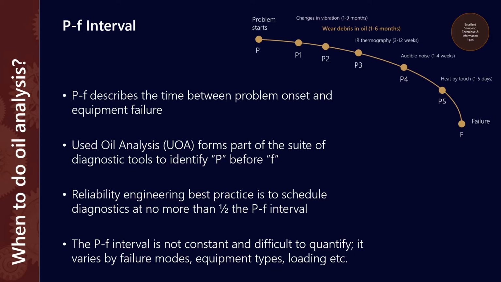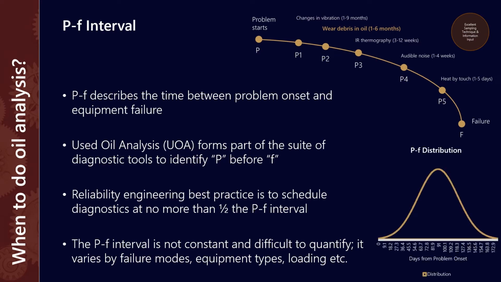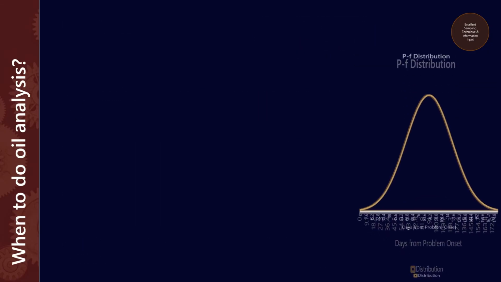The thing about the P to F interval is that it's not constant. So if I were to have, for example, a bearing that was installed with a very, very minor misalignment, maybe the time to failure is 12 months, 18 months, something like that. Whereas if it was the wrong bearing that was installed, maybe it only takes a week before that thing absolutely dies. So there's a distribution of times to failure.